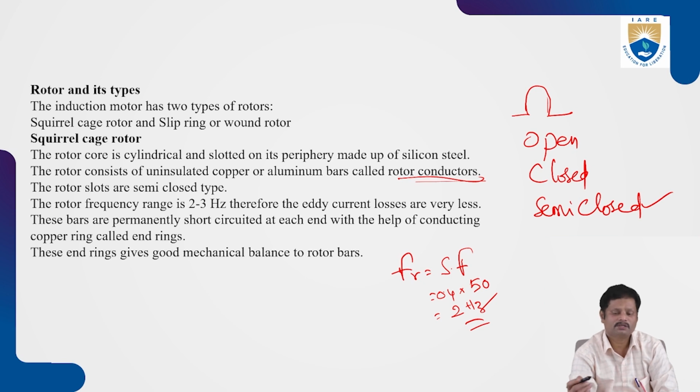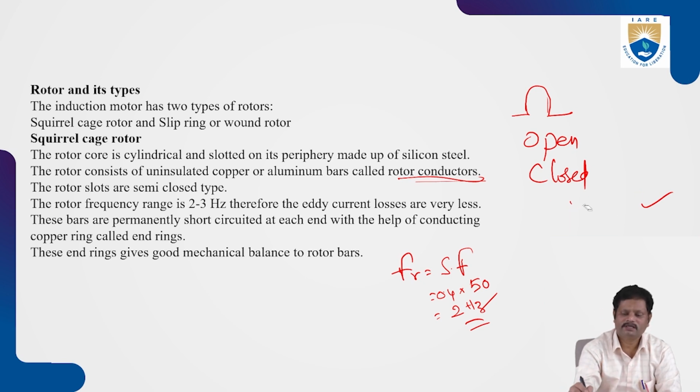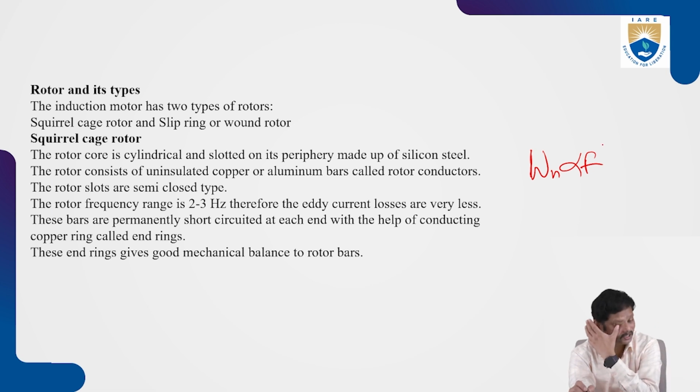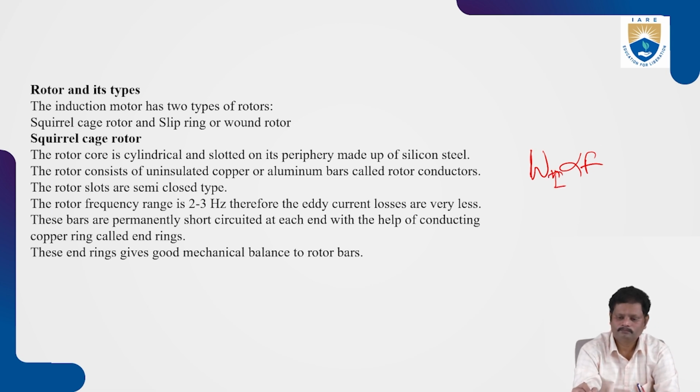Therefore, eddy current losses, that means the iron losses, depend upon the frequency. Hysteresis loss also depends upon frequency, and eddy current loss also depends upon frequency. Iron losses are also called constant losses, so mainly constant losses depend upon frequency.